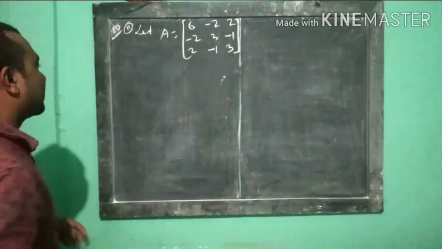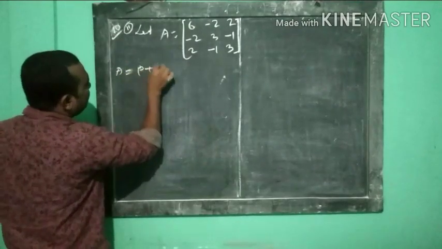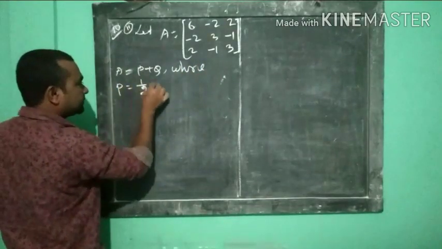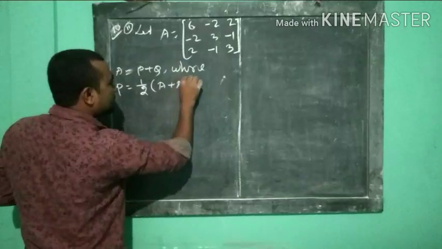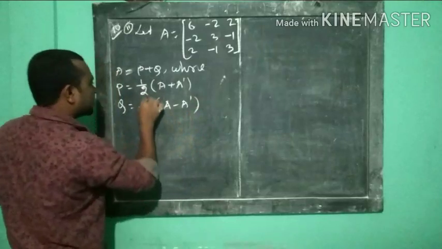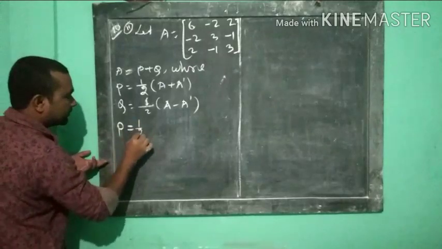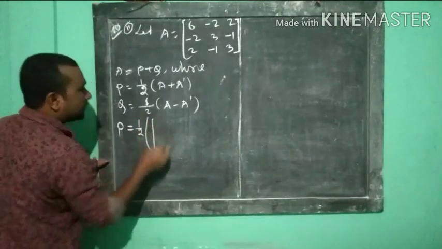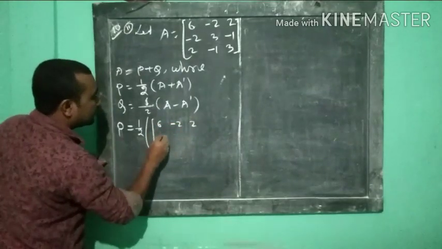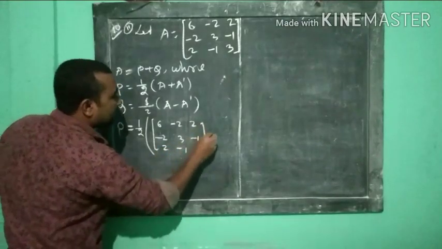So what is A? A is equal to P plus Q, where P equals half of A plus A transpose and Q equals half of A minus A transpose. Now we are going to find P equal to half of A plus A transpose. What is A? 6, minus 2, 2; minus 2, 3, minus 1; 2, minus 1, 3. This is A plus A transpose.